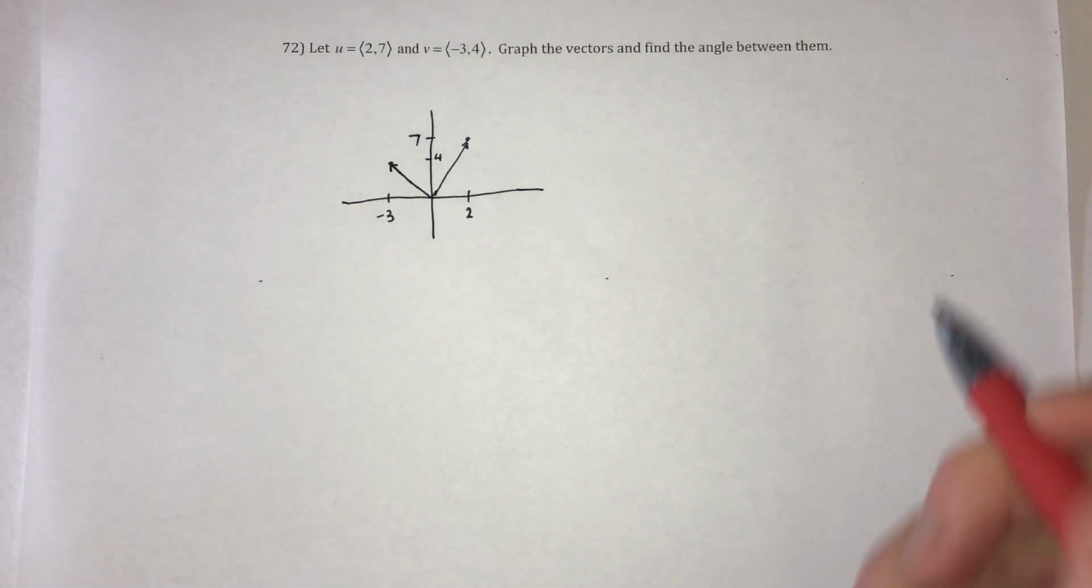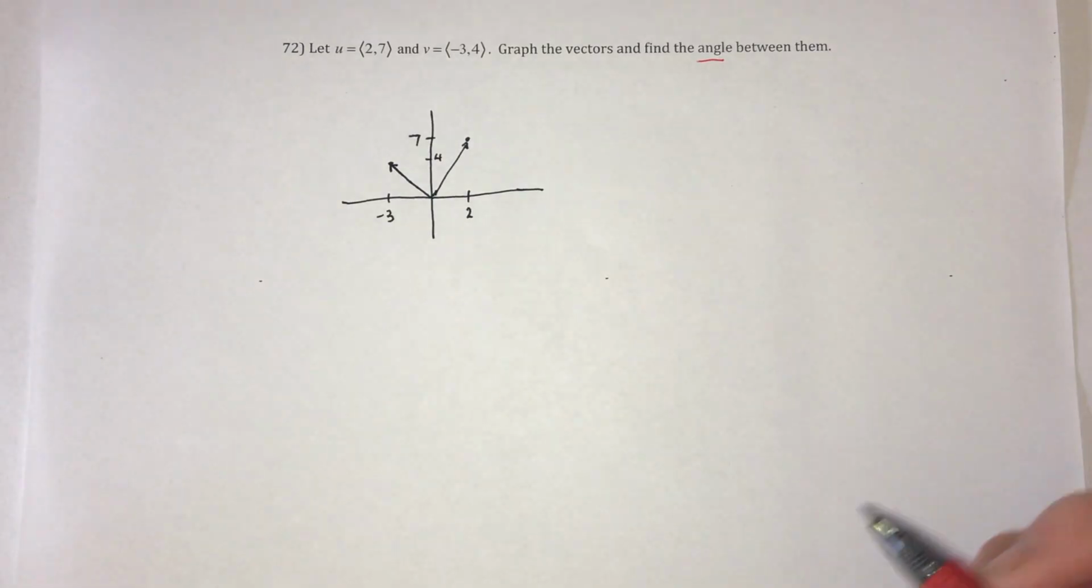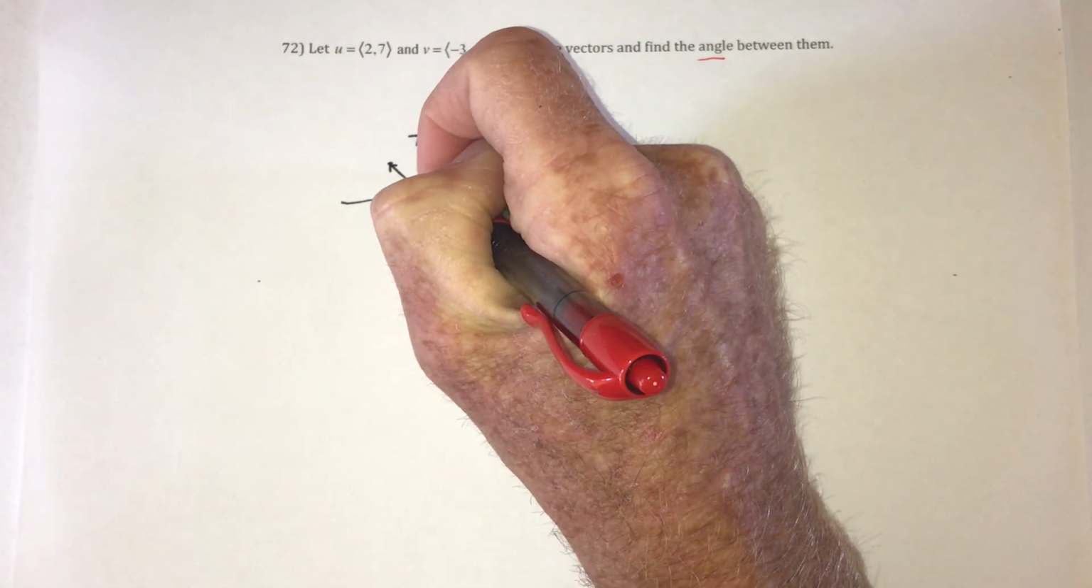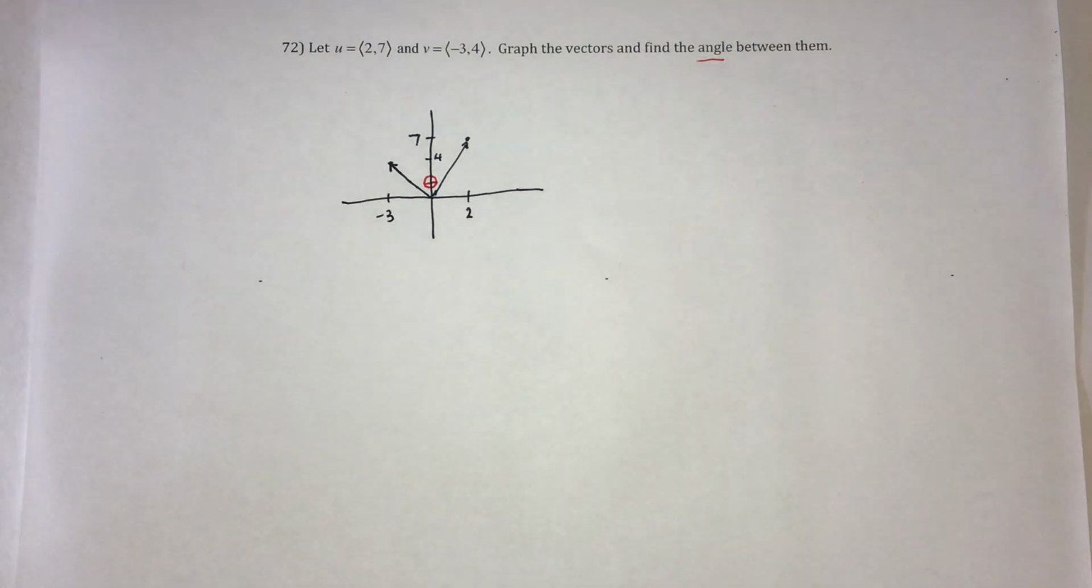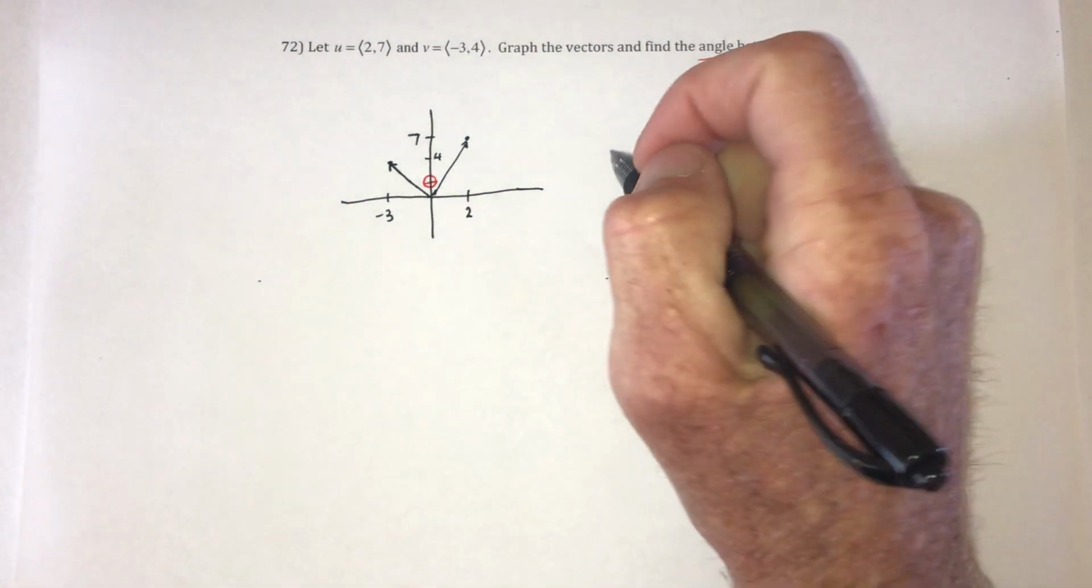Now for the more interesting part, find the angle between them. So let's say this is the angle theta between those two vectors. Looks like it's approximately 90 degrees, but my drawing is not really that accurate. So let's find out what the actual angle is.